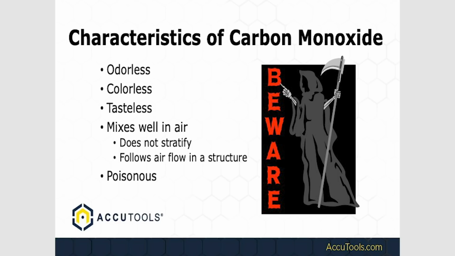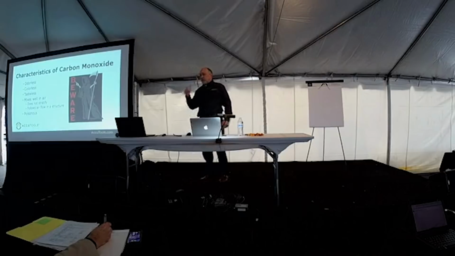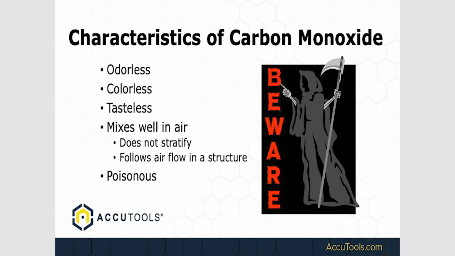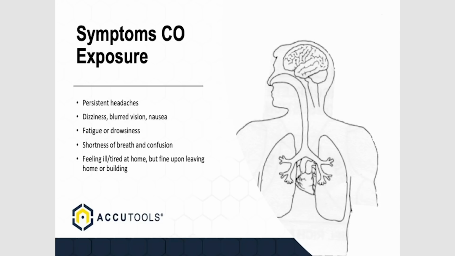A couple of characteristics of carbon monoxide: odorless, colorless, tasteless, mixes well, right? It does follow the air in a structure, okay? And it is poisonous. A lot of people think you can put a lot of these personal CO meters right in the hot air stream of the furnace. Many of them are not temperature compensated, and they will show CO that does not exist, especially some of the old ones. Some of the newer stuff is a little bit better, but you have to make sure that you're using the right tool on that.